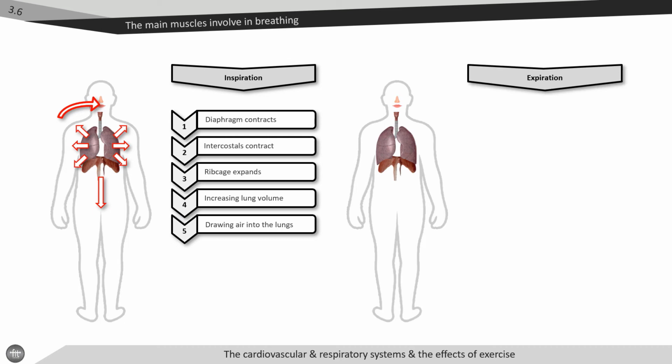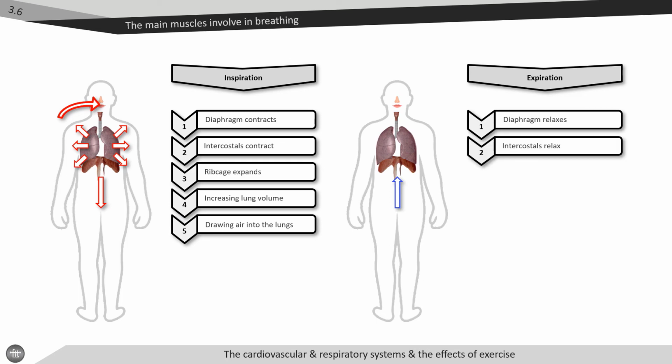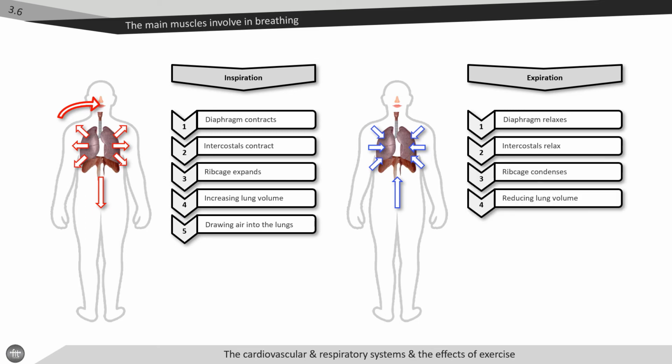Expiration or exhalation is the opposite process. This is where muscles relax and the air leaves the lungs into the outside atmosphere. This occurs when the diaphragm and the external intercostal muscles relax, reducing the space in the thoracic cavity as the rib cage condenses. This reduces the lungs' volume and pressure, expelling the air out from the lungs.